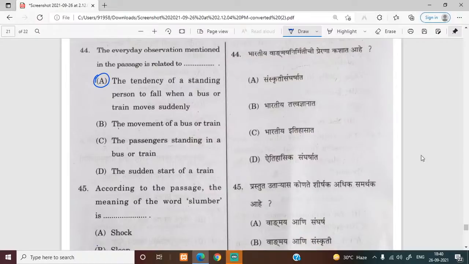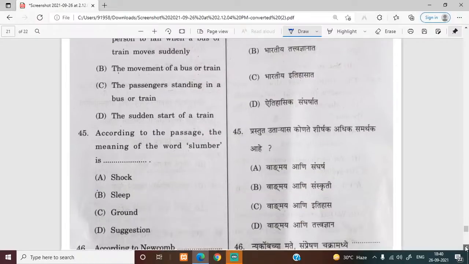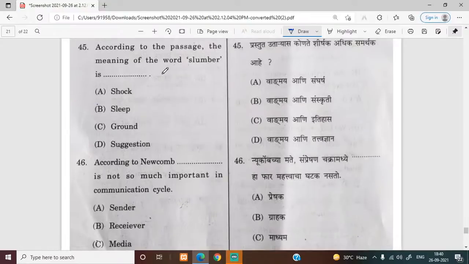Okay. Question number 44 is the answer. According to the passage, the meaning of the word slumber is... So the meaning of slumber, students, slumber means sleep. Okay. You might have heard of the term slumber party. So it is related to sleep. Slumber means option B, sleep.